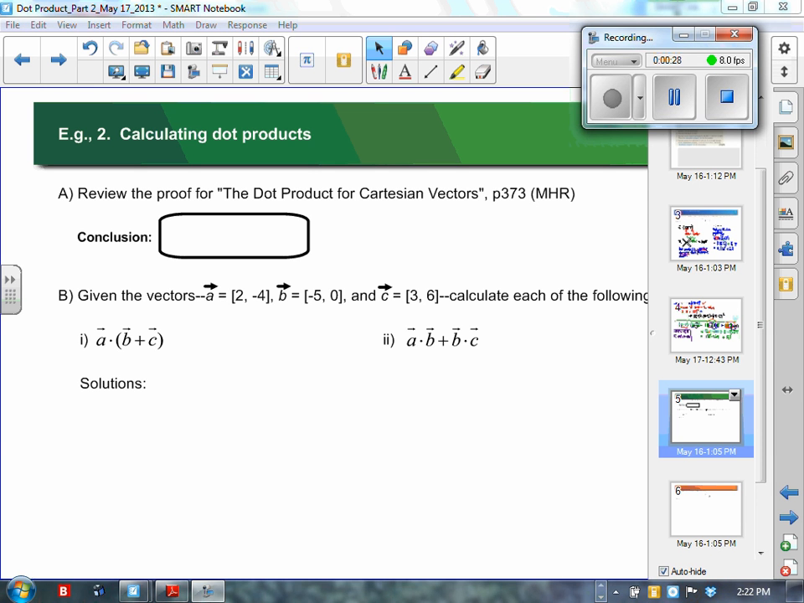You see, this is a little bit different. In the previous example, we were looking at properties. So how do you distribute? How do you associate terms? That has changed the order in which you're applying the dot product. And in this case, we actually want to see or use an algorithm, a procedure for finding the scalar that the dot product produces. Because we understand now, through the example on work, that the dot product of two vectors is a scalar.